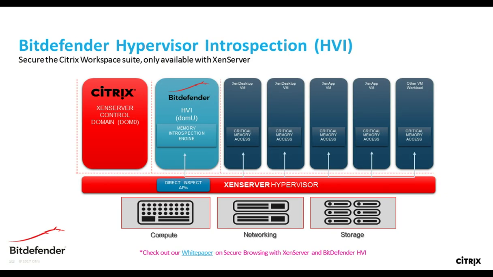HVI remains isolated from the operating system. It scans memory for attack techniques instead of known patterns, as traditional antivirus does. It also protects against zero-day attacks, and rootkits can't hide from HVI as they can with traditional AV. You'll notice that you have the Citrix XenServer control domain, Dom0, and underneath that, your compute, networking, and storage environment. That's where the Xen hypervisor is going to sit. Bitdefender is going to sit in DomU, effectively providing your antivirus solution to the rest of your XenDesktop or XenApp guest OSs, as you'll notice in the diagram.